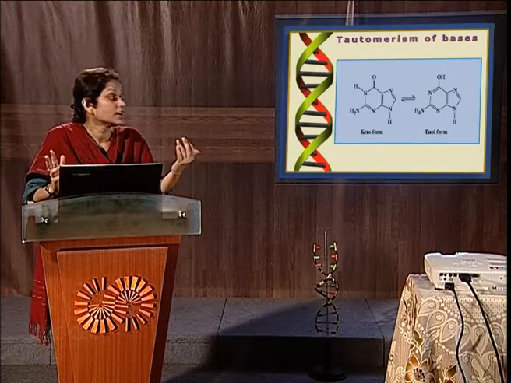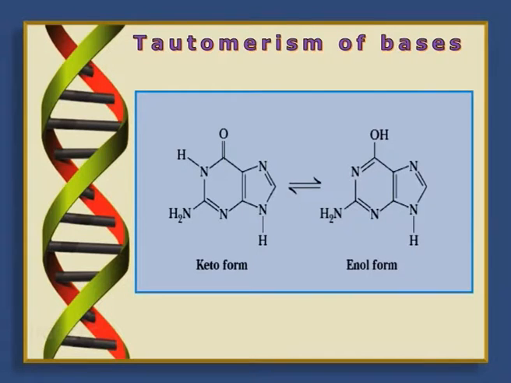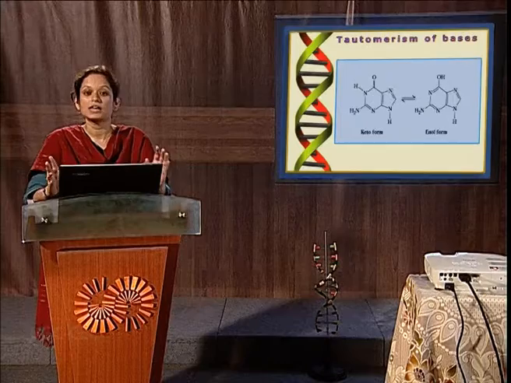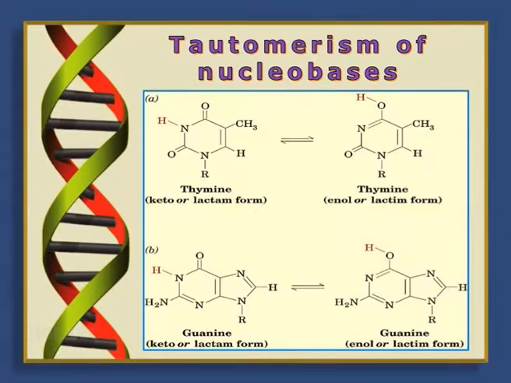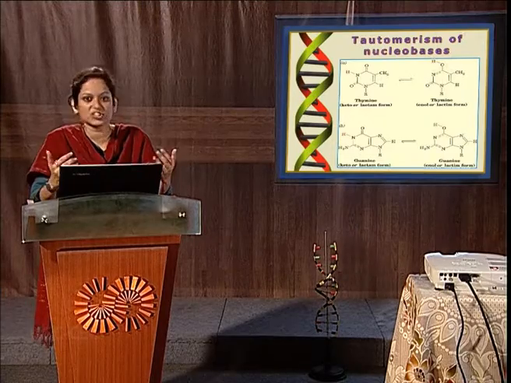Now let us see what tautomerism of bases is. As shown in this slide, there exists tautomerism. The nucleobases, due to their aromatic ring system and the presence of electron-rich substituents such as hydroxyl and amino groups, undergo tautomerism, which is the movement of hydrogen and electrons within the aromatic ring. As a result, as shown in this slide, thymine gets converted from keto to enol form, and guanine gets converted from keto, or the lactam form, to the enol, or the lactim form. This tautomerism leads to spontaneous mutation.